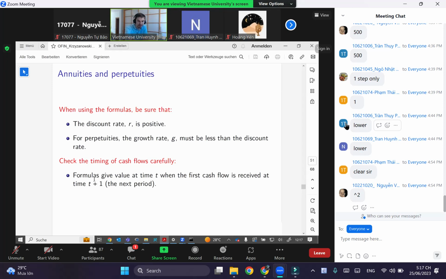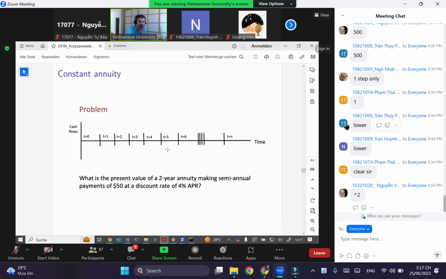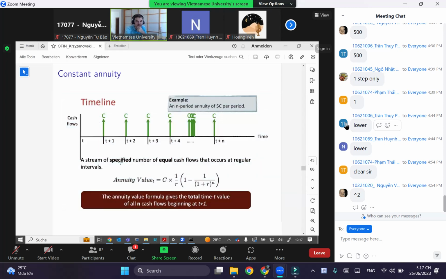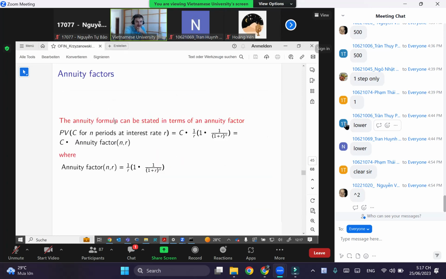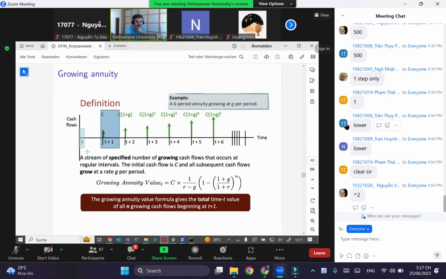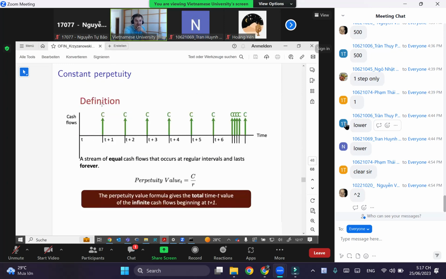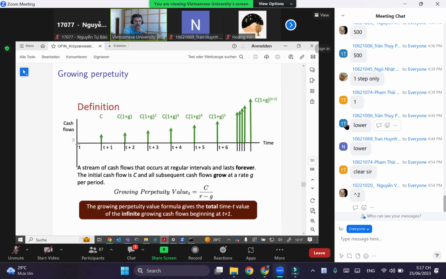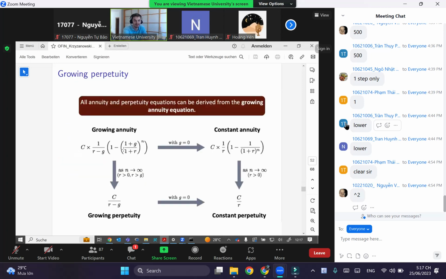And as I already mentioned before, the formulas give the value at time t when the first cash flow is received at time t plus 1. Just to emphasize this again: when we were dealing with constant annuities, the formula we derived assumed that at time t there is no payment, it starts at t plus 1. When we were dealing with growing annuities, we assumed the first payment takes place at time t plus 1 and at t0 there is none. When talking about constant perpetuities, at t0 there was nothing, and the first payment is at t plus 1. And the same with growing perpetuities. We assumed at time t there is no payment, and the first payment is in period t plus 1.